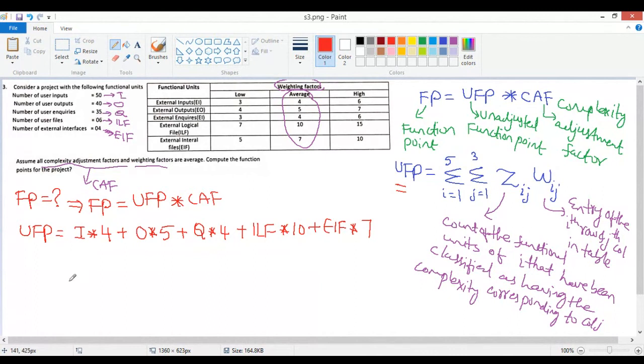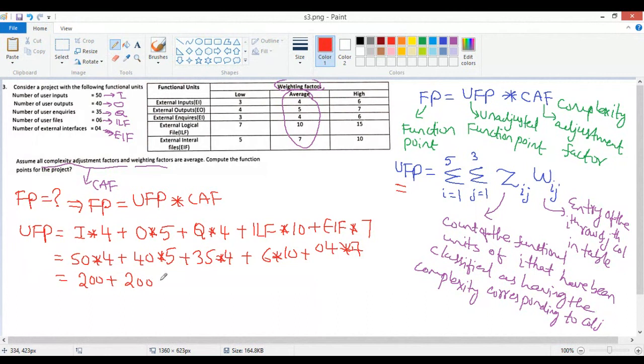Now, the values of I, O, everything are already given here. I is 50, O is 40. Let us just substitute those values. 50 into 4 plus 40 into 5 plus 35 into 4 plus internal logical files, 6 into 10, plus 4 into 7. So this will give me 200 plus 200 plus 35 into 4, which is 140, plus 60, plus 7 fours are 28. So 400, 540, 600, 628. Therefore, you get UFP equal to 628.